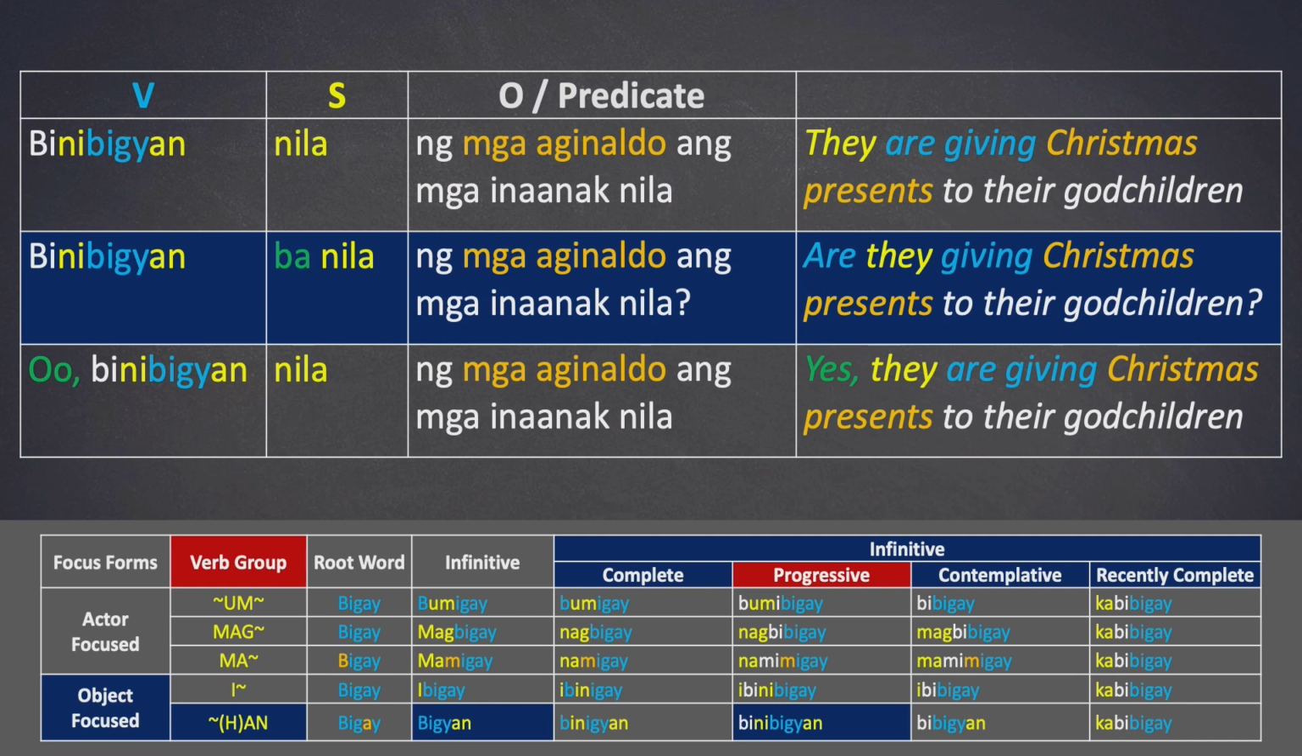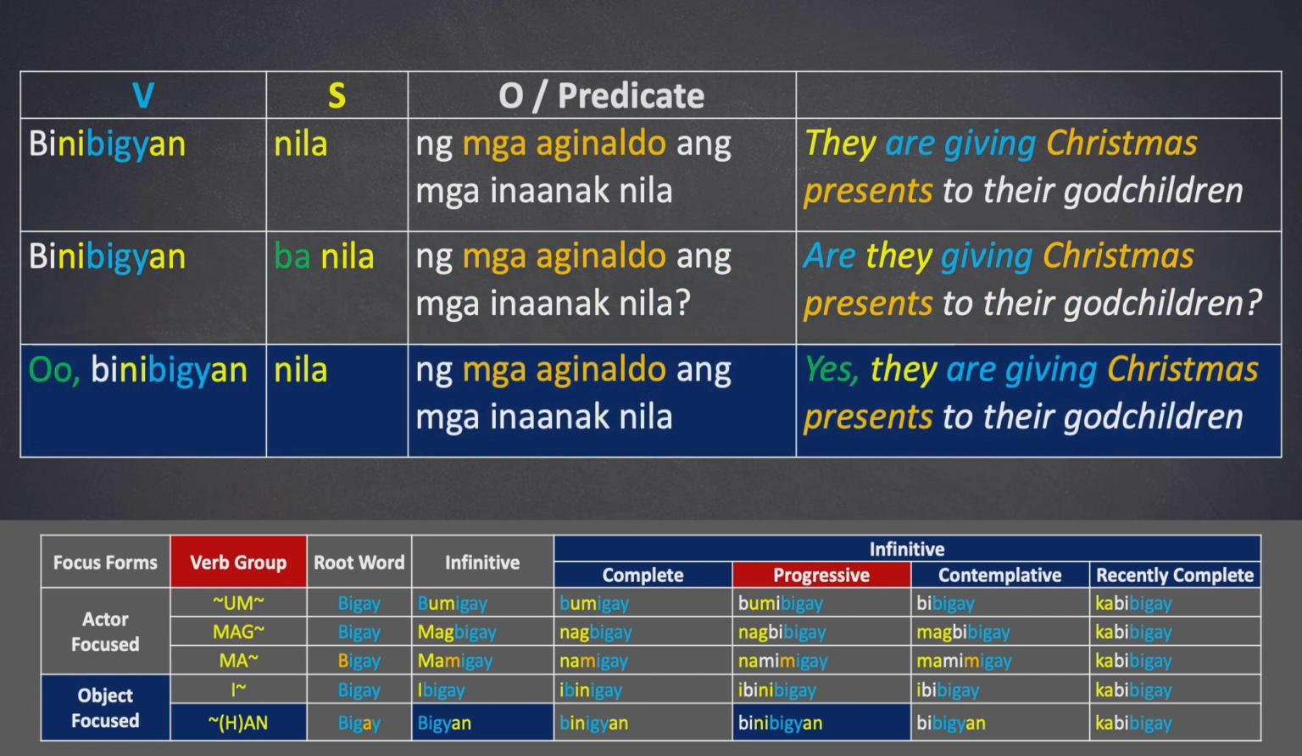Binibigyan ba nila ng mga aginaldo ang mga inaanak nila? Are they giving Christmas presents to their godchildren? Though this is an object-focused verb, it has a slight emphasis on who is doing the action. Moving on. Oo, binibigyan nila ng mga aginaldo ang mga inaanak nila. Yes, they are giving Christmas presents to their godchildren.